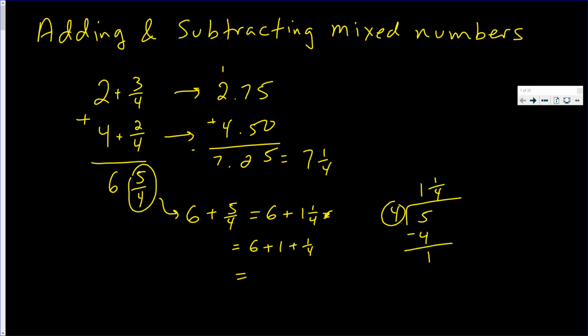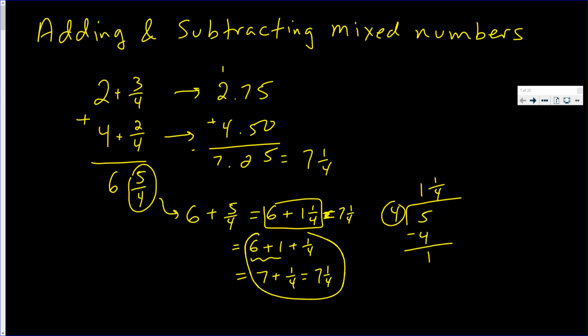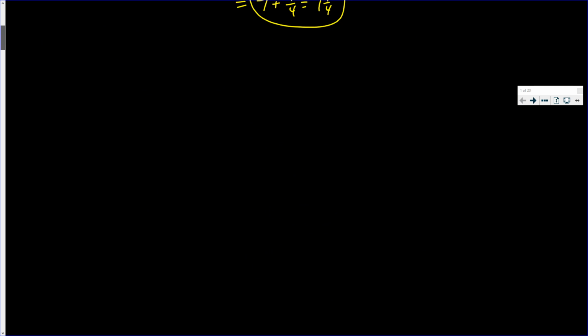You can skip some of these steps if you like. That's 7 plus 1/4. 7 1/4. If you can go from 6 plus 1 1/4 to 7 1/4, fine. My job is to show you why, not to show you the most elegant way or the quickest way of doing the problem.